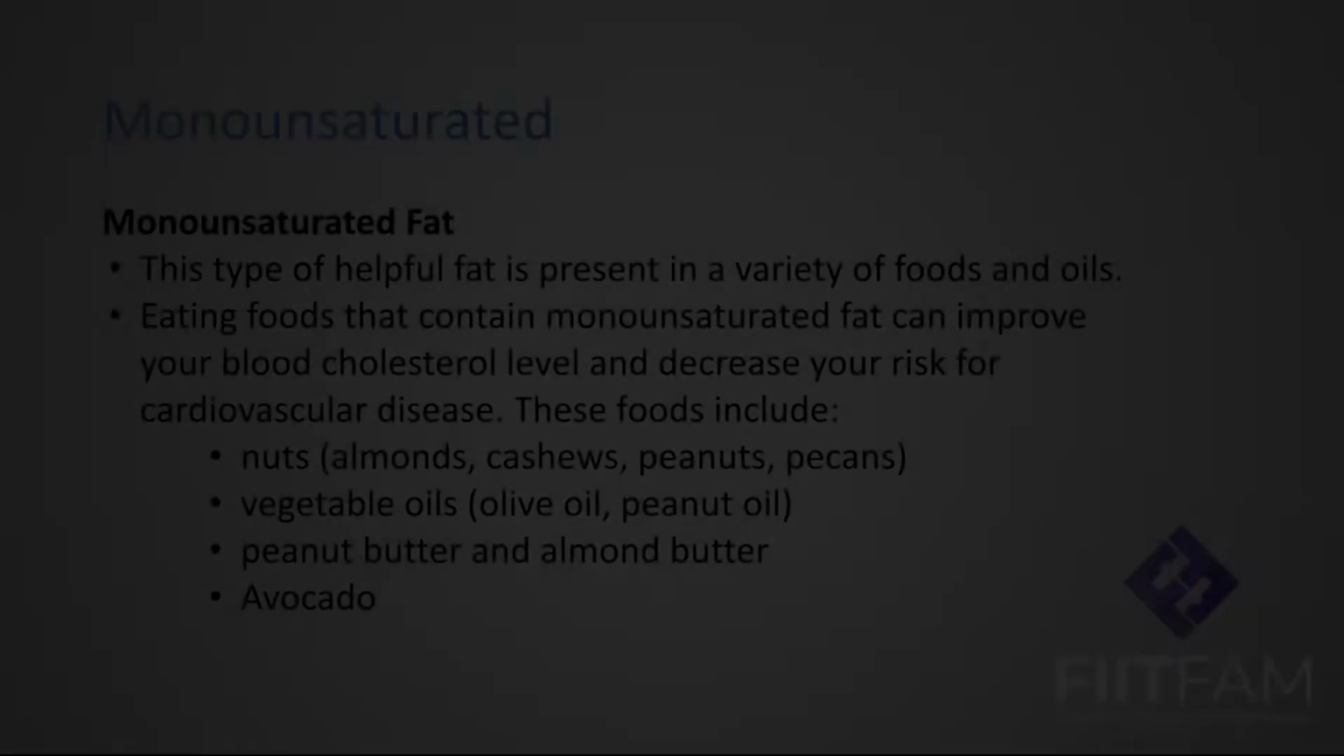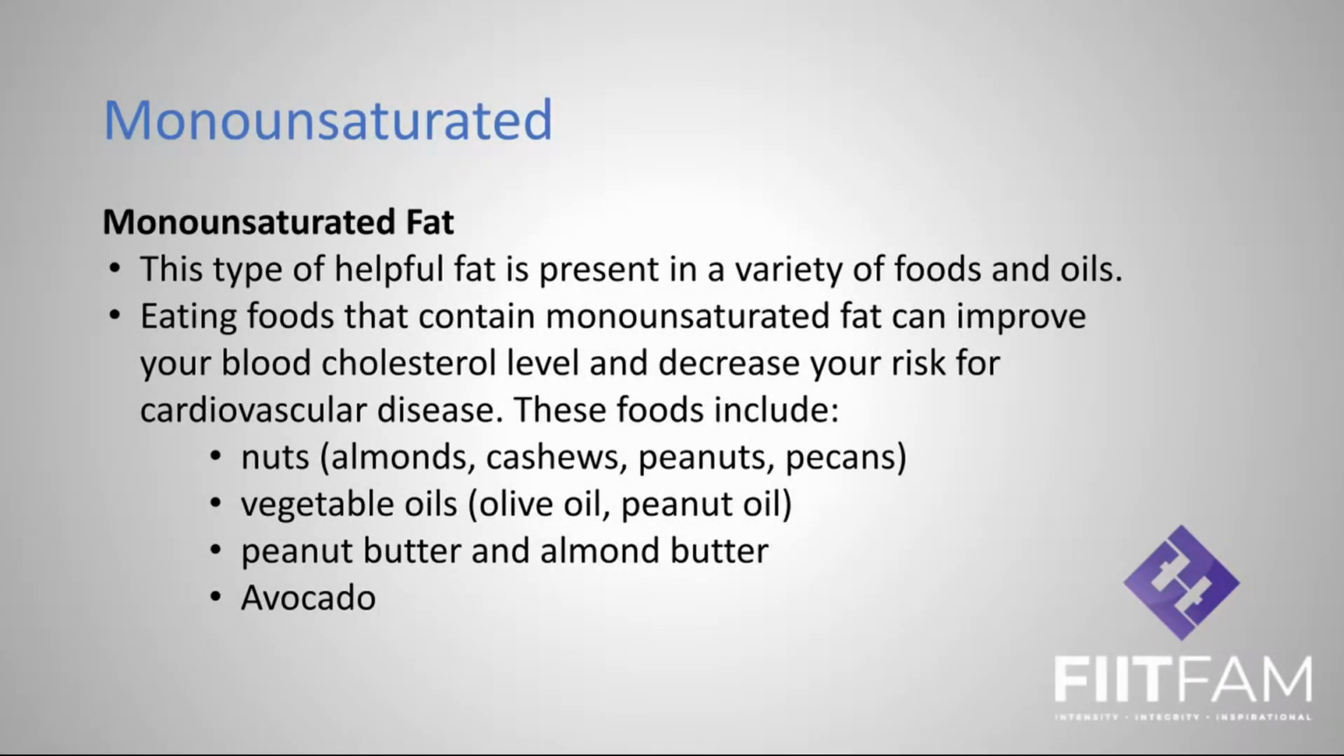Monounsaturated fat. This type of helpful fat is present in a variety of foods and oils. Eating foods that contain monounsaturated fat can improve your blood cholesterol level and decrease your risk for cardiovascular disease. These foods include nuts, such as almonds, cashews, pecans, peanuts, vegetable oils like olive oil, peanut butter, almond butter, and avocado.